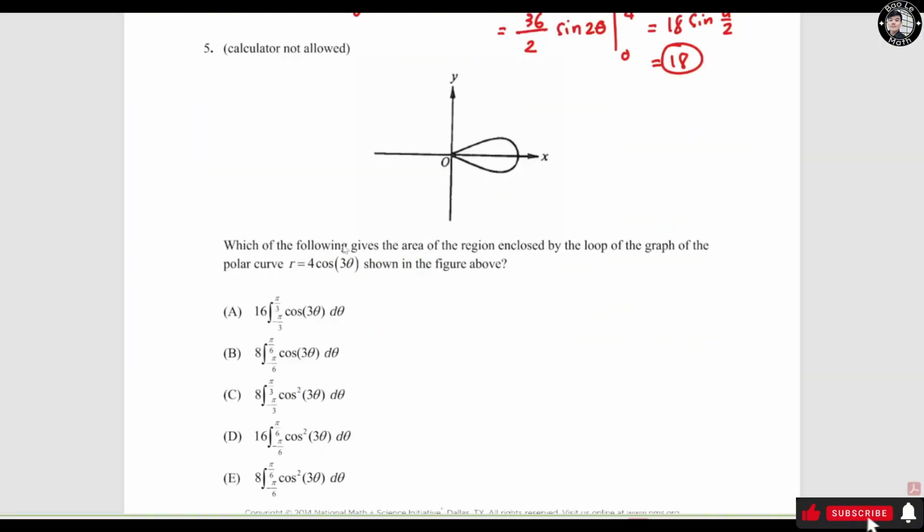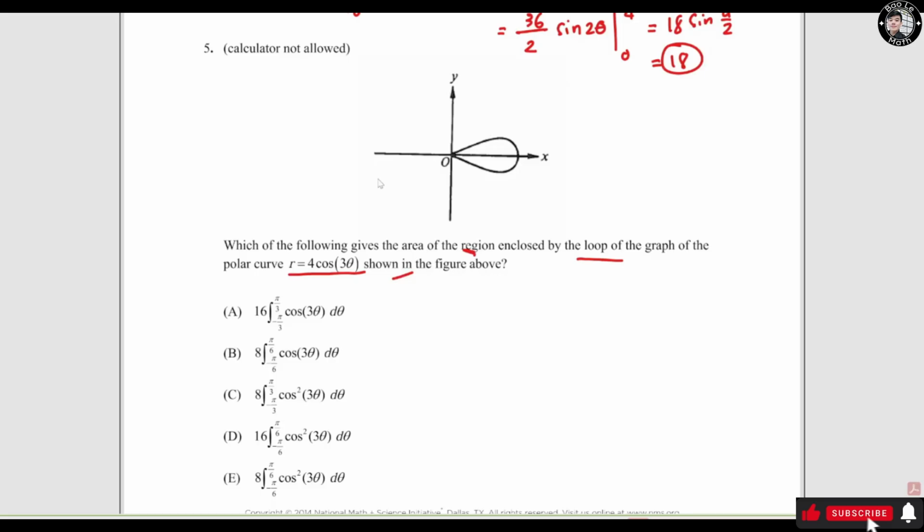Now let's move on to question 5. Calculator is not allowed for this question. This question comes from AB Calculus BC question 23 in 1988. Which of the following gives the area of the region enclosed by the loop of the graph of the polar curve r equals 4 cosine 3 theta shown in the figure above?